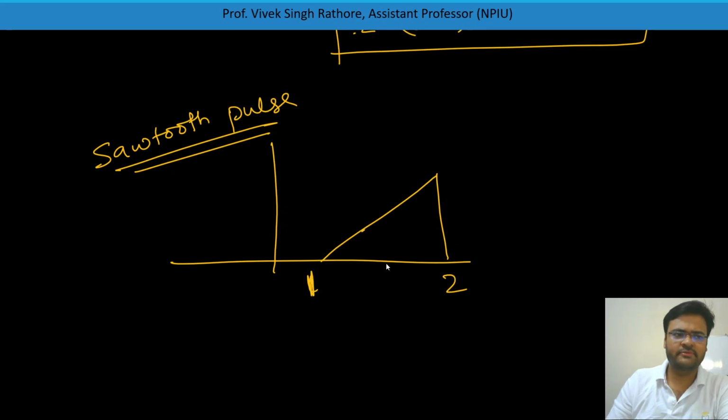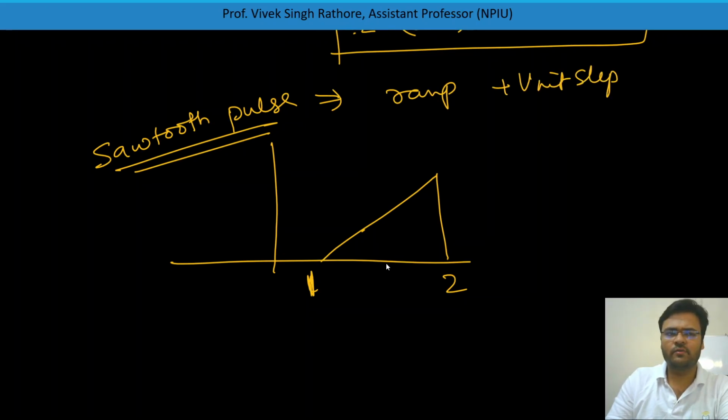There is a slope change at t equal to 1, and there is a step change also. You can see a sudden step change is there. So a sawtooth pulse can be formed by adding two signals, that is ramp and unit step. Okay, so we need to represent it also.